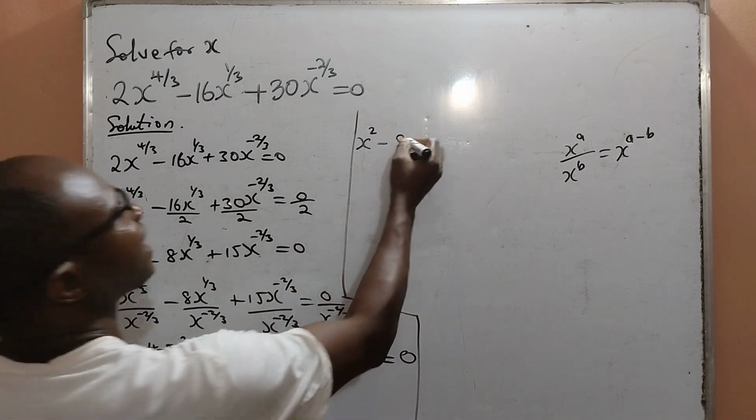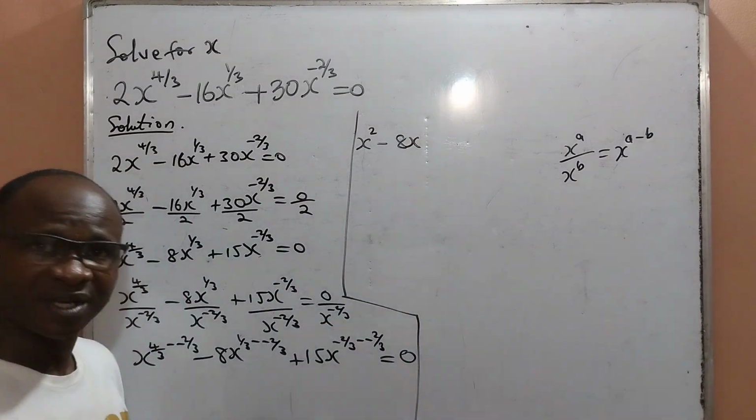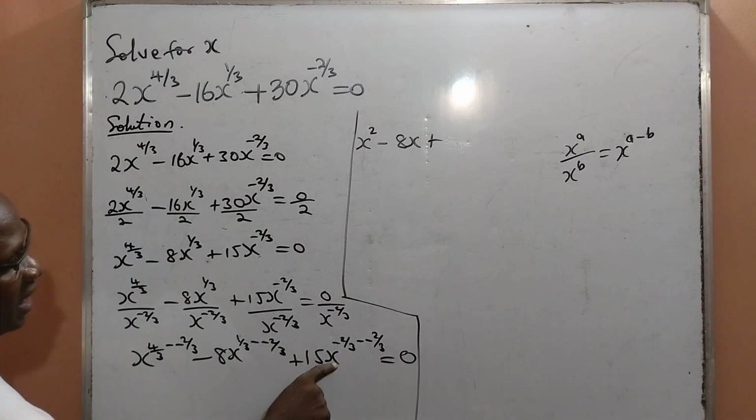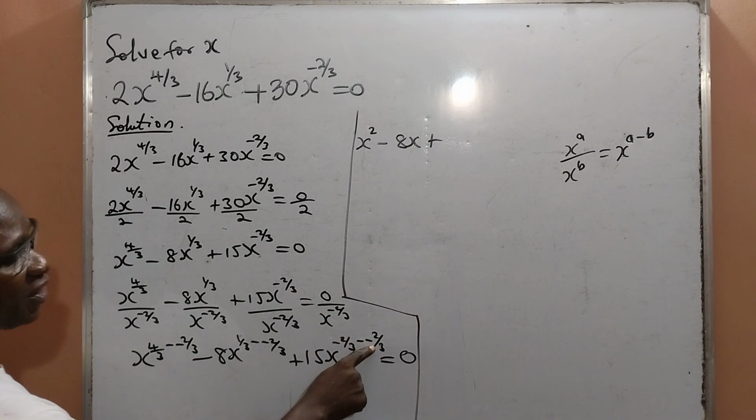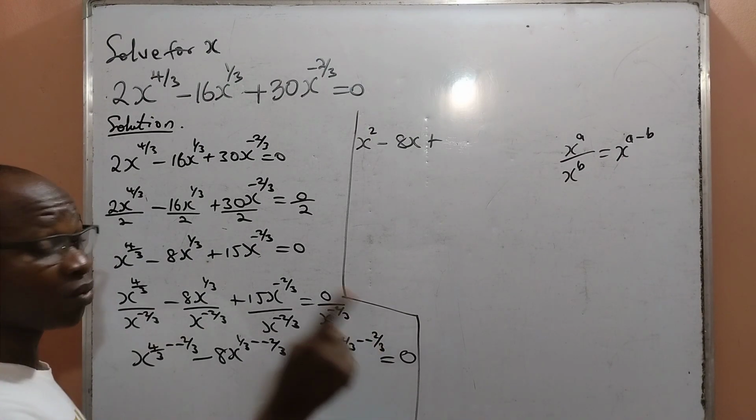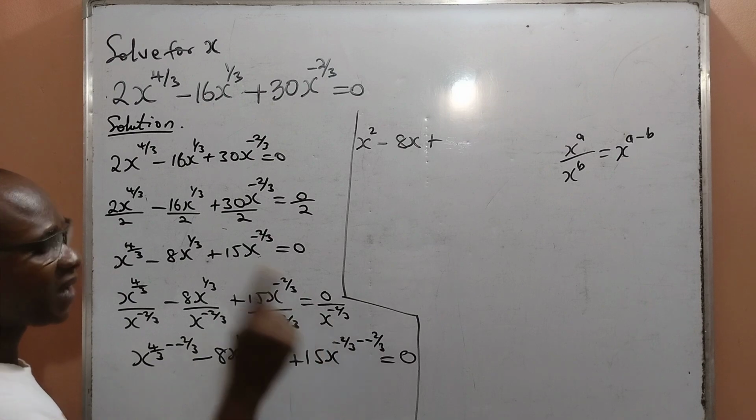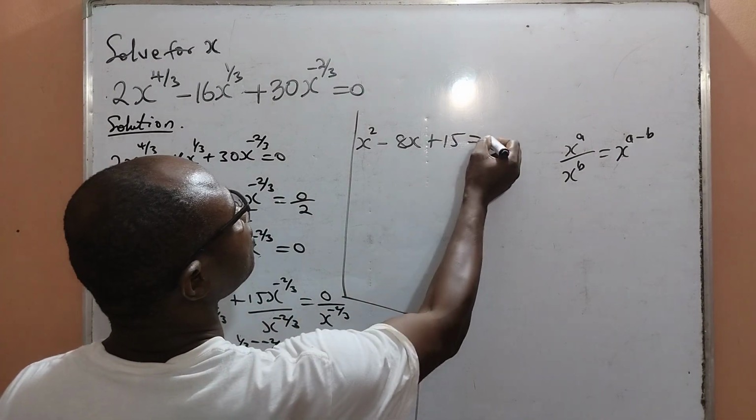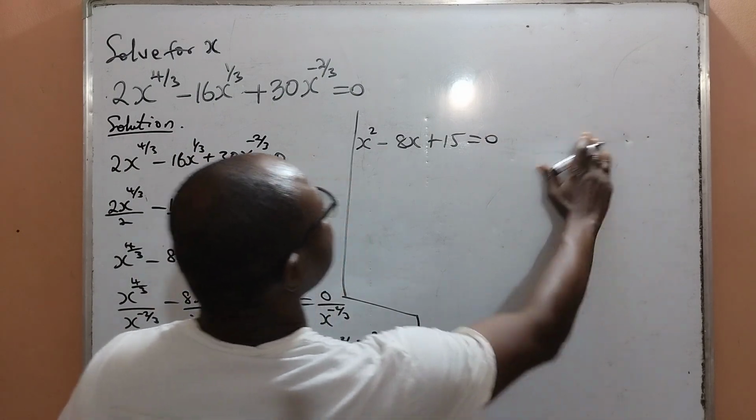So I have 8x because x raised to the power 1 is x. Next, plus, I have minus 2 over 3, minus minus is plus. So I have minus 2 over 3 plus 2 over 3, which is equal to 0. And x raised to the power 0 is 1. And 1 times 15 will give me 15. So everything is equal to 0.